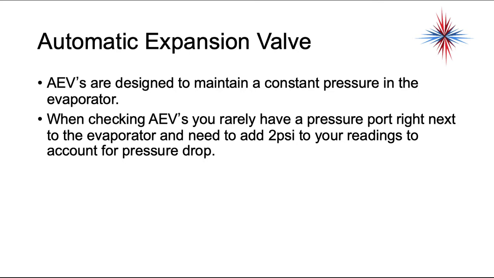AEVs are designed to maintain a constant pressure in the evaporator. When checking AEVs, you rarely have a pressure port right next to the evaporator, and you need to add 2 psi to your readings to account for the pressure drop.